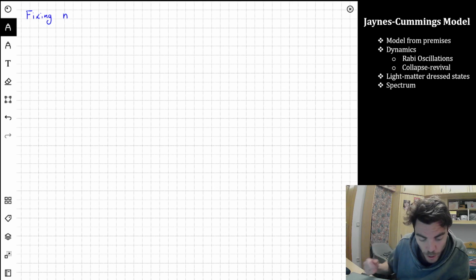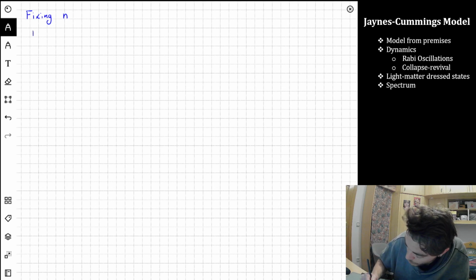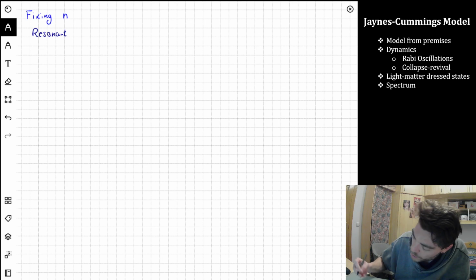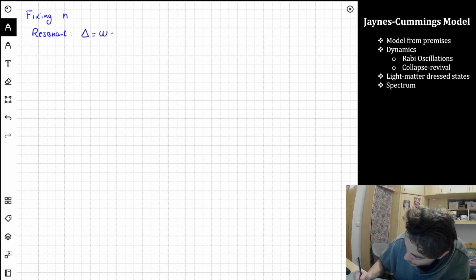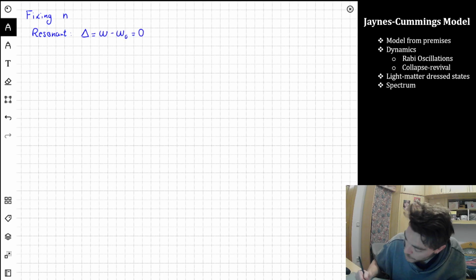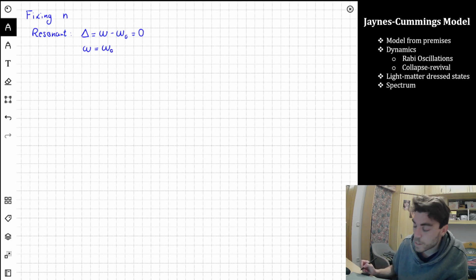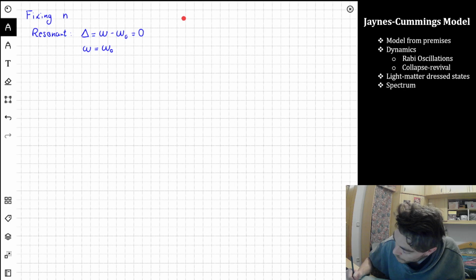what we do actually have is, if we are in the resonant case, so the resonant case means that the detuning, which is omega minus omega 0, is equal to 0. This means that the laser frequency, or the frequency of the light in the cavity, exactly coincides with the atomic frequency. We are in the resonant case. Then we have what we called at the time the Rabi flopping.